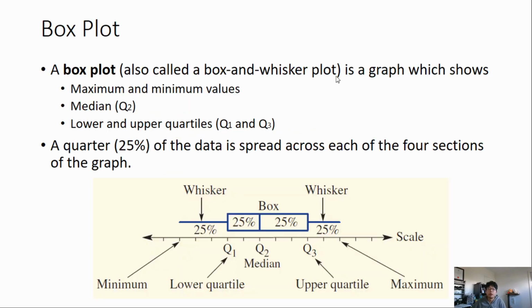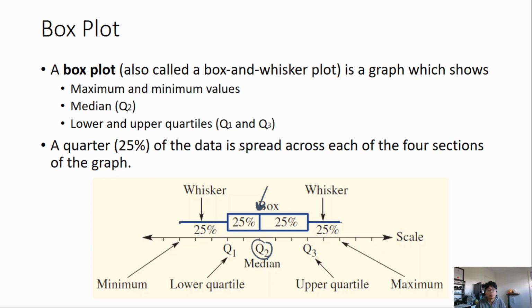Alright, so let's start off by going through what a box plot is. A box plot, also often known as a box and whisker plot, is a graph which shows the maximum and minimum values. On this sample graph, the maximum will be on the very right, and the minimum will be on the very left. The median is also shown here, that's Q2, that line there.